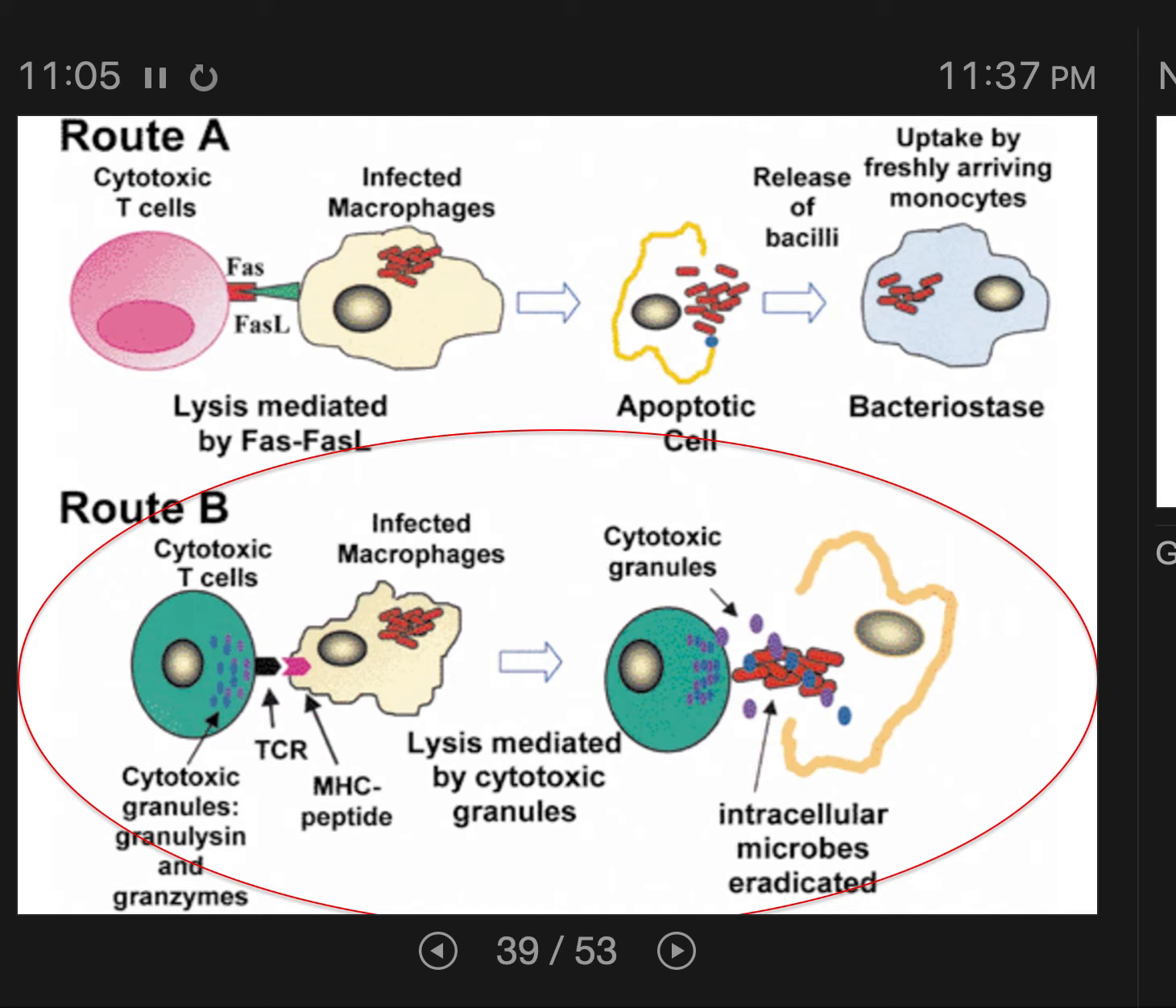So MHC class 1s, every cell in your body has them. Immune cells have them, epithelial cells have them, every cell in your body has them. MHC class 2s, only the antigen-presenting cells have them. So right now, the cytotoxic lymphocytes only communicate with the MHC class 1s, the self tag, which any cell in your body can use to flag the cytotoxic lymphocyte, to say, I've been compromised, I am infected, you need to come and destroy me before this infection spreads.